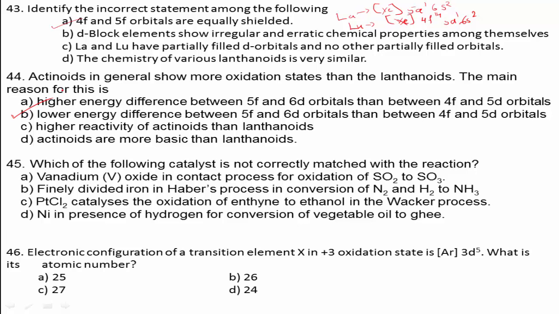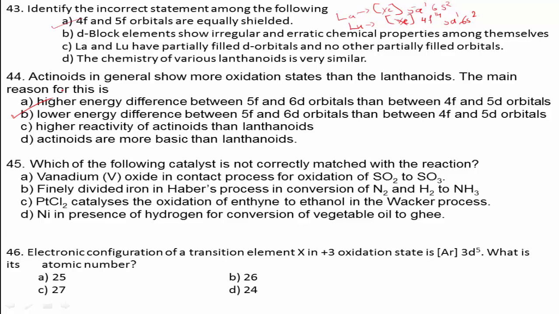Next, question number 45. Which of the following catalysts is not correctly matched with the reaction? Options are given here. Option A, vanadium oxide in the contact process for oxidation of SO2 to SO3. Option B, finely divided iron in Haber's process in conversion of N2 and H2 to NH3. Option C, platinum chloride PtCl2 catalyzes the oxidation of ethyne to ethanol in Wacker process. Option D, nickel in presence of hydrogen for conversion of vegetable oil to ghee.